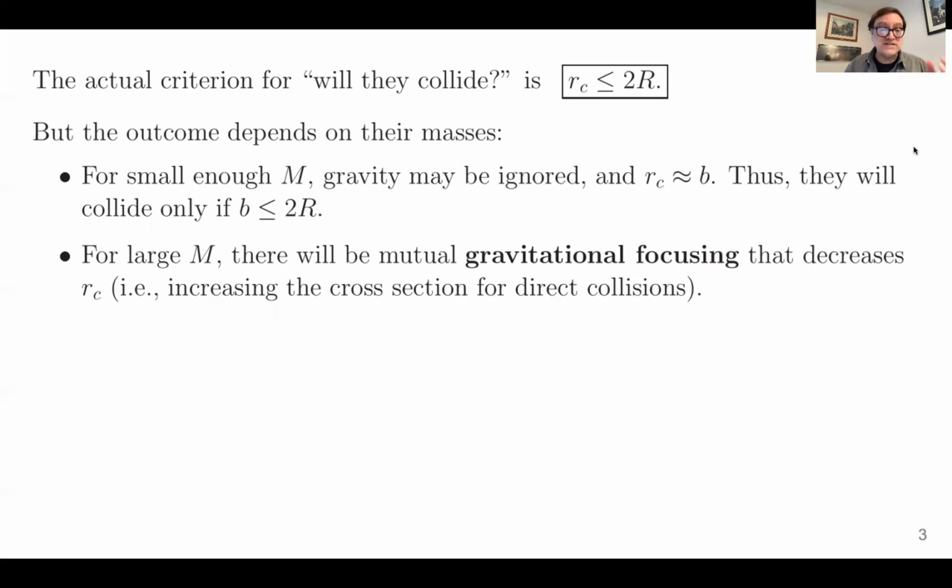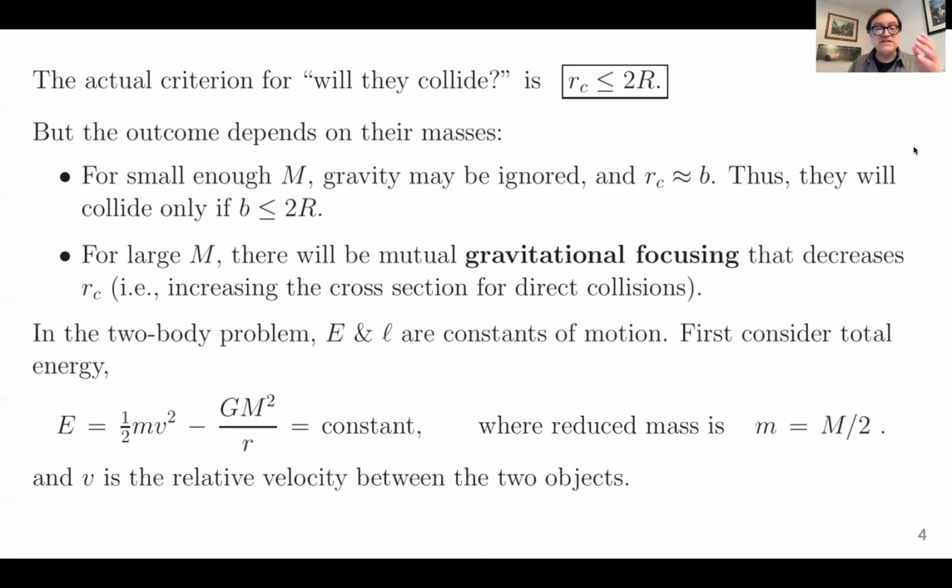But again, if the masses are larger, then there will be more focusing. And interestingly, even though the focusing decreases the r sub c, we can think of it as increasing the cross-section for direct collisions, because the cross-section just asks, at an infinite distance, is there going to be a collision or not, hit or miss? And if there's focusing, that means you can start off at a bigger impact parameter and there will still be a collision, right? So bigger cross-section when you're just looking at the initial conditions.